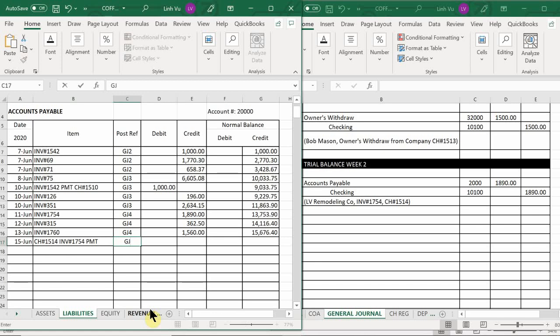So journal 5, page 5. On the debit we have to put 1890. So we have 13,786.4. Good. Right, we're decreasing our liabilities.